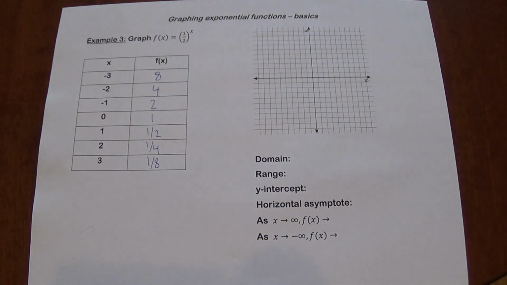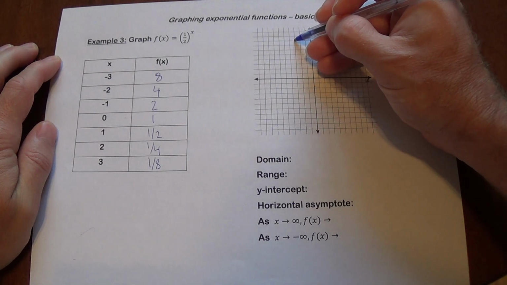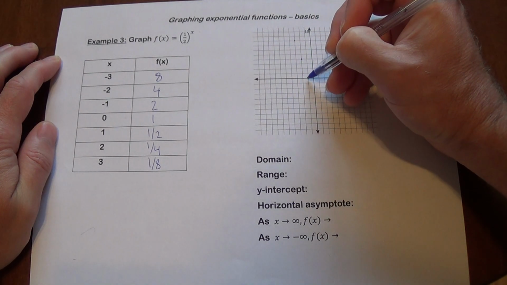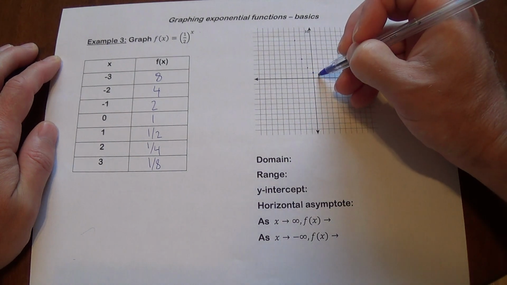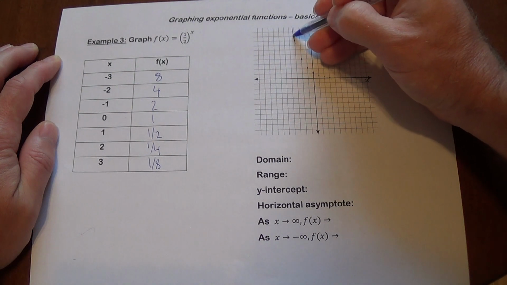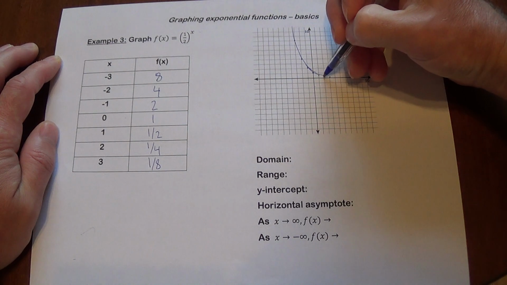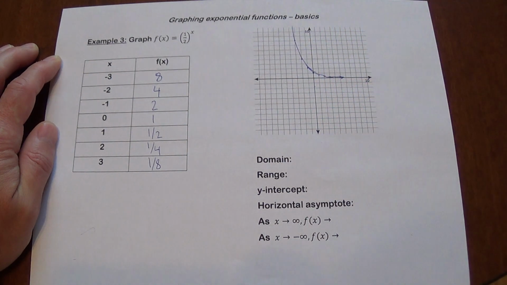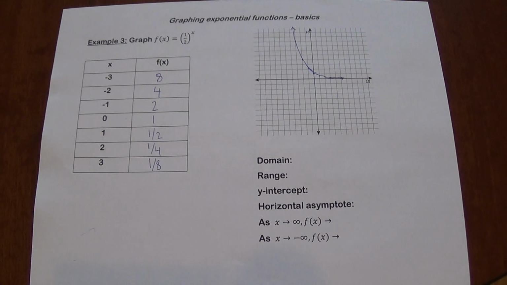If you compare it to the table for the first example, you will see that the numbers kind of flipped. Let's plot that. Negative 3, 8; negative 2, 4; negative 1, 2; 0, 1. So 1/2, a 1/4, and an 1/8. You can kind of see how this graph is going to look like a reflection of the first one we did. So now it's going down.